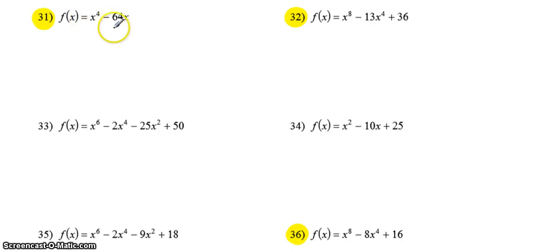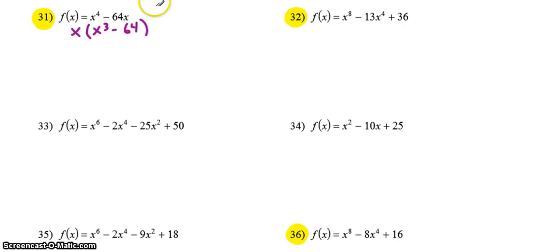To start, I notice that there's a greatest common factor here of x. So I will divide that x out of that expression, and I'm left with x to the 3rd minus 64. Now I notice that this is now a difference of 2 cubes. X to the 3rd is a cubic number, x cubed, and 64 also is. 64 is 4 times 4 times 4, or 4 cubed.